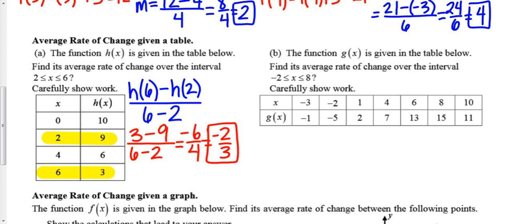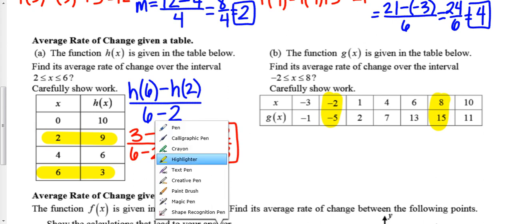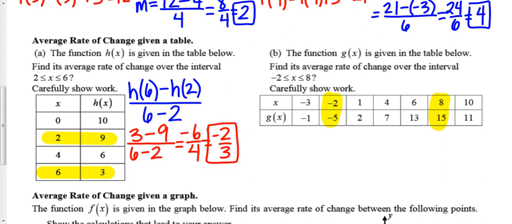Let's try this again with a table. We have the function g of x given in the table. We're going to find its average rate of change over the interval negative 2 is less than or equal to x, which is less than or equal to 8. When my x value is negative 2, my y value is negative 5. When my x value is 8, my y value is 15. I'm going to mark that so I know where to find those values when I make my substitutions.